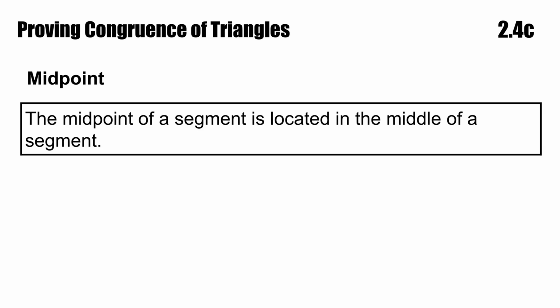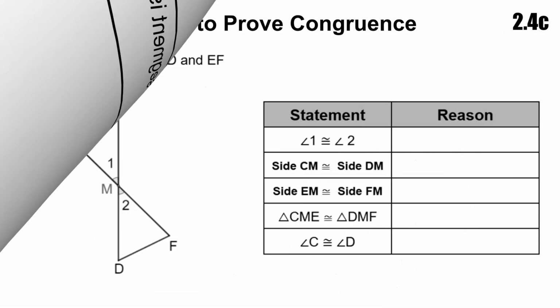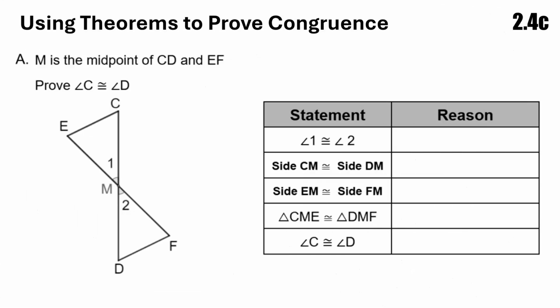Recall that the midpoint of a segment is located in the middle of the segment. This problem asks to prove that angle C is congruent to angle D, given that M is the midpoint of CD and EF. The first statement is angle 1 is congruent to angle 2. This is given, as it is part of the diagram. The second statement is side CM is congruent to side DM. By the definition of the midpoint, this is true, because if M is the midpoint of CD, then M is the same distance away from C and D.